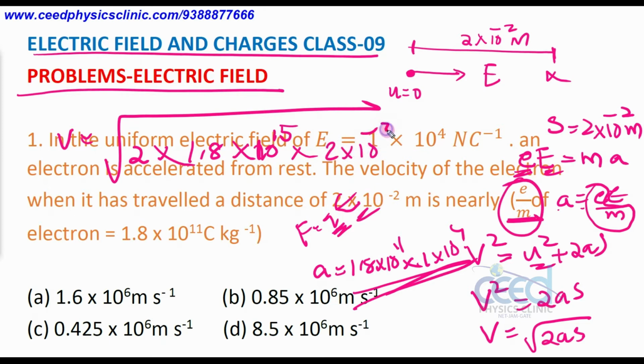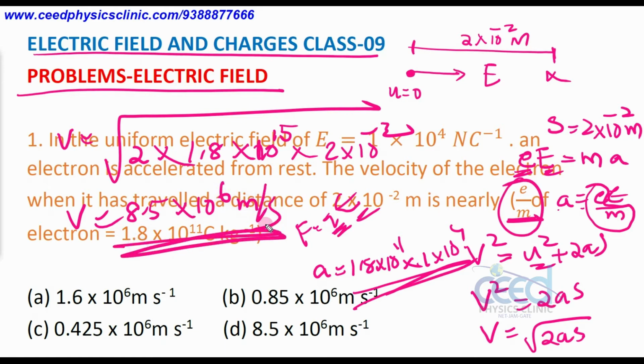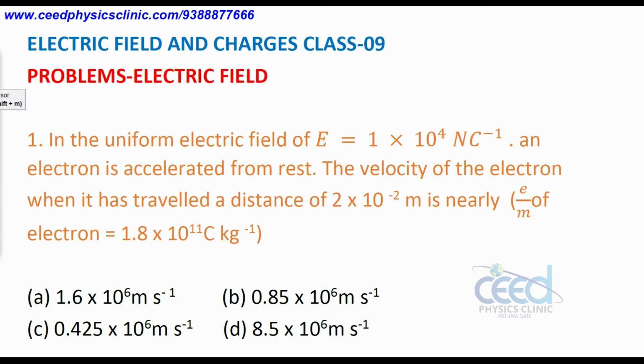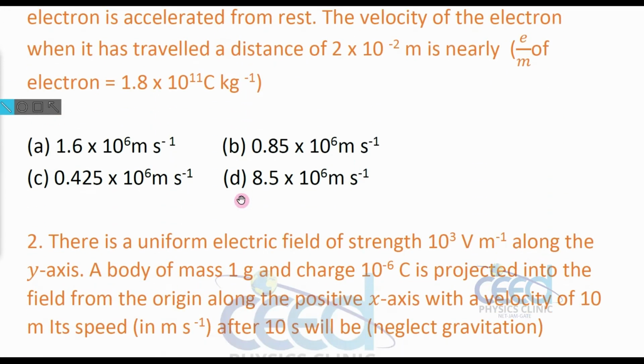All right. So when you substitute this, you will get the value as 8.5 into 10 raised to 6 meter per second. So this is the value of this velocity. All right. So option is D. All right. So let us come to another problem.